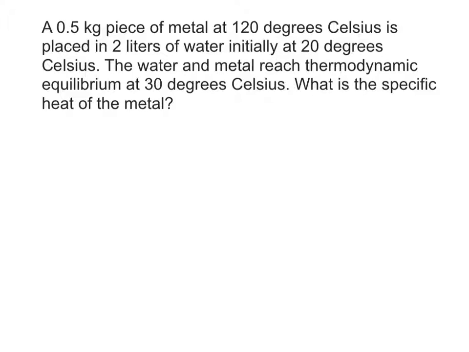So we have a half a kilogram piece of metal at 100 degrees Celsius and it's placed in 2 liters of water. That water is at an initial temperature of 20 degrees Celsius. The water and metal reach thermodynamic equilibrium, which basically means that all that energy has been transferred from one thing to another. They are at the same temperature now, and that happens at 30 degrees Celsius. What is the specific heat of the metal?